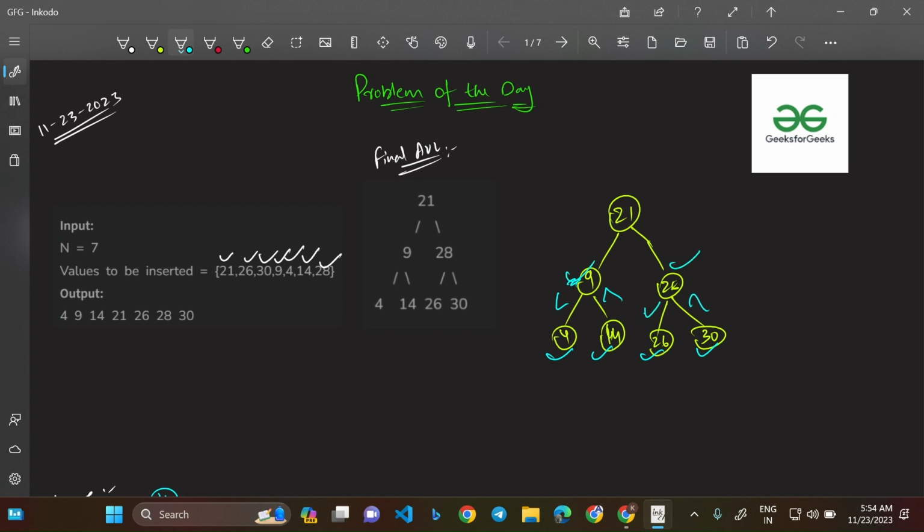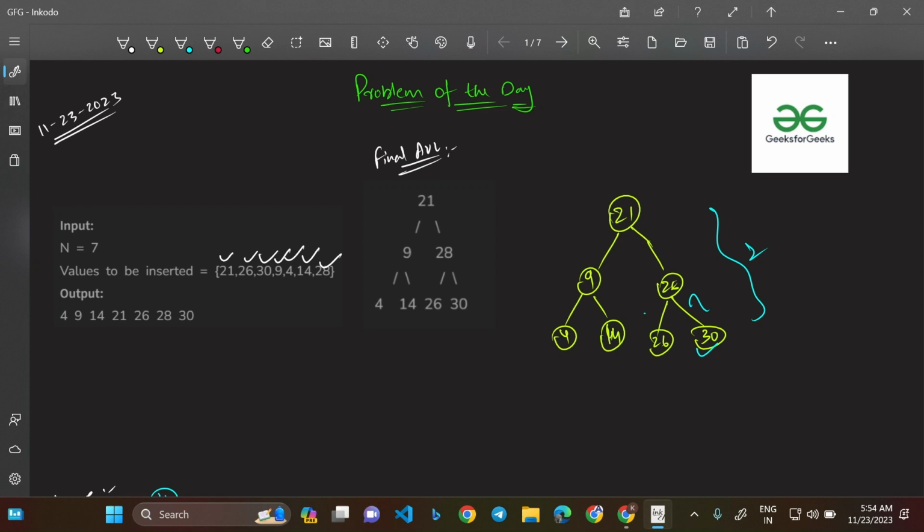So 9 and 28 are satisfied. Same is the case with 21. 21's left side is 9, which is less than 21, so it is also satisfying, and 28 to the right of 21 is greater than 21. And also the height: here it is 2, here it is 2, so 2 minus 2 is equal to 0. Everything is being satisfied. So yes, I'll just erase these points now.